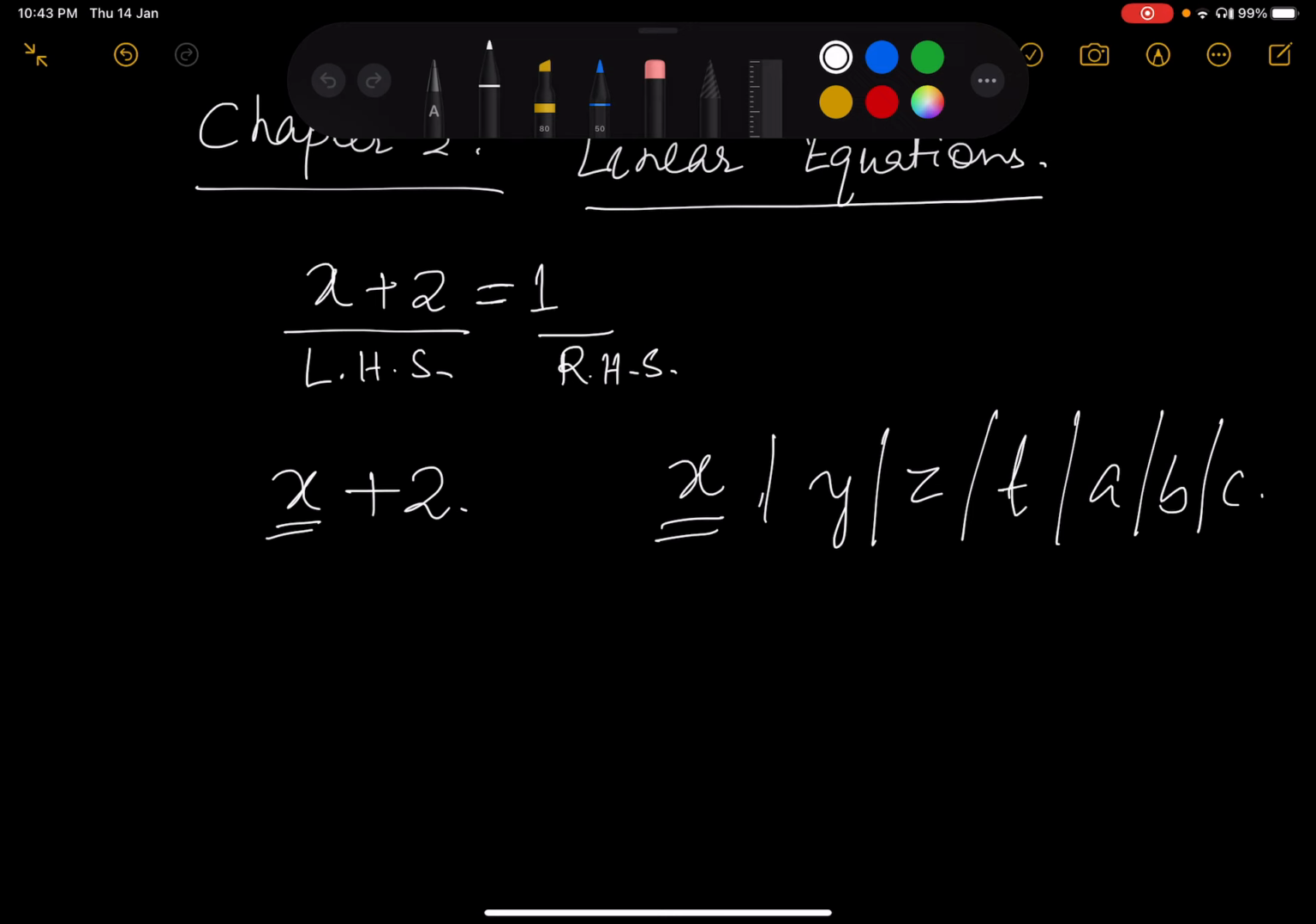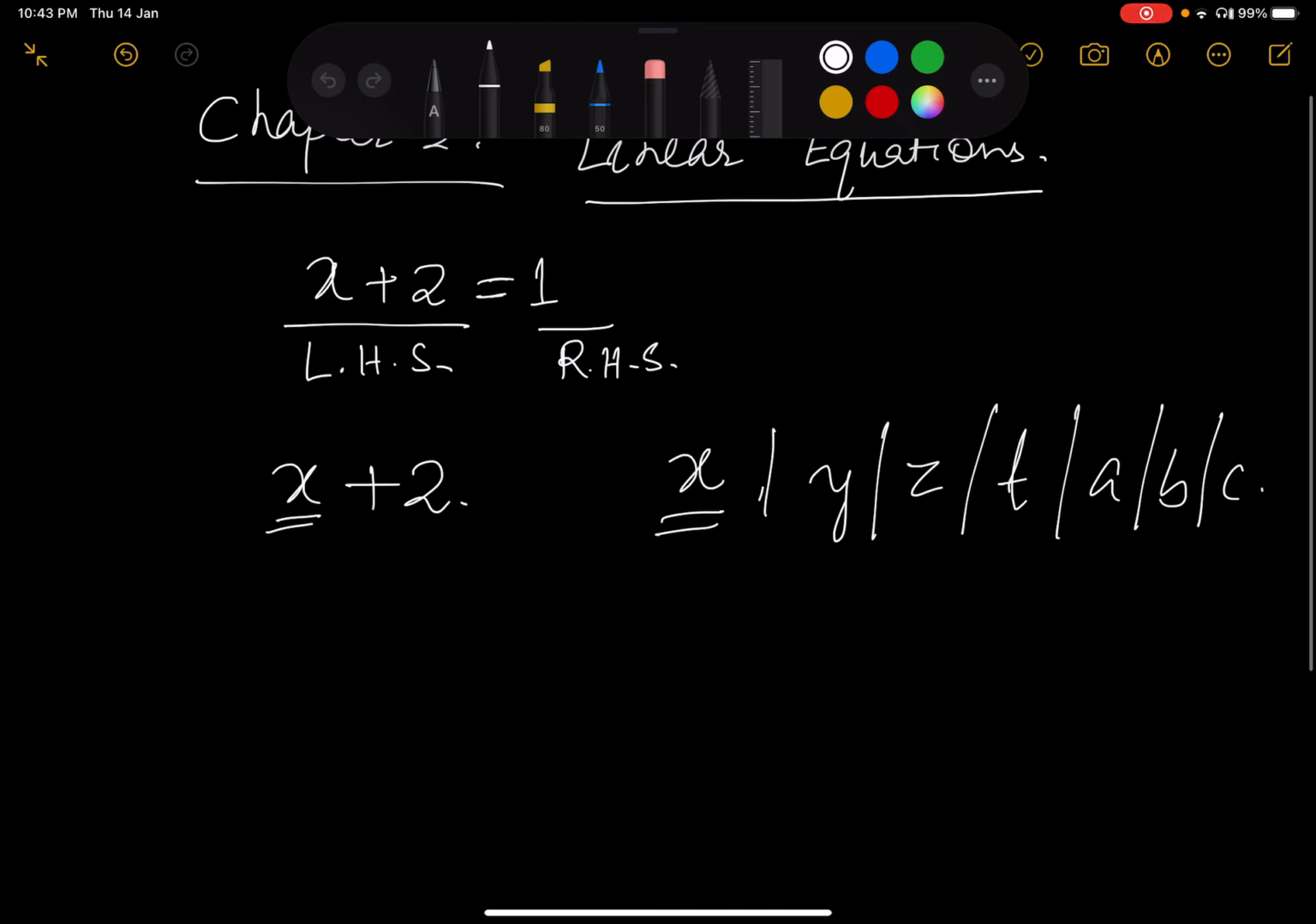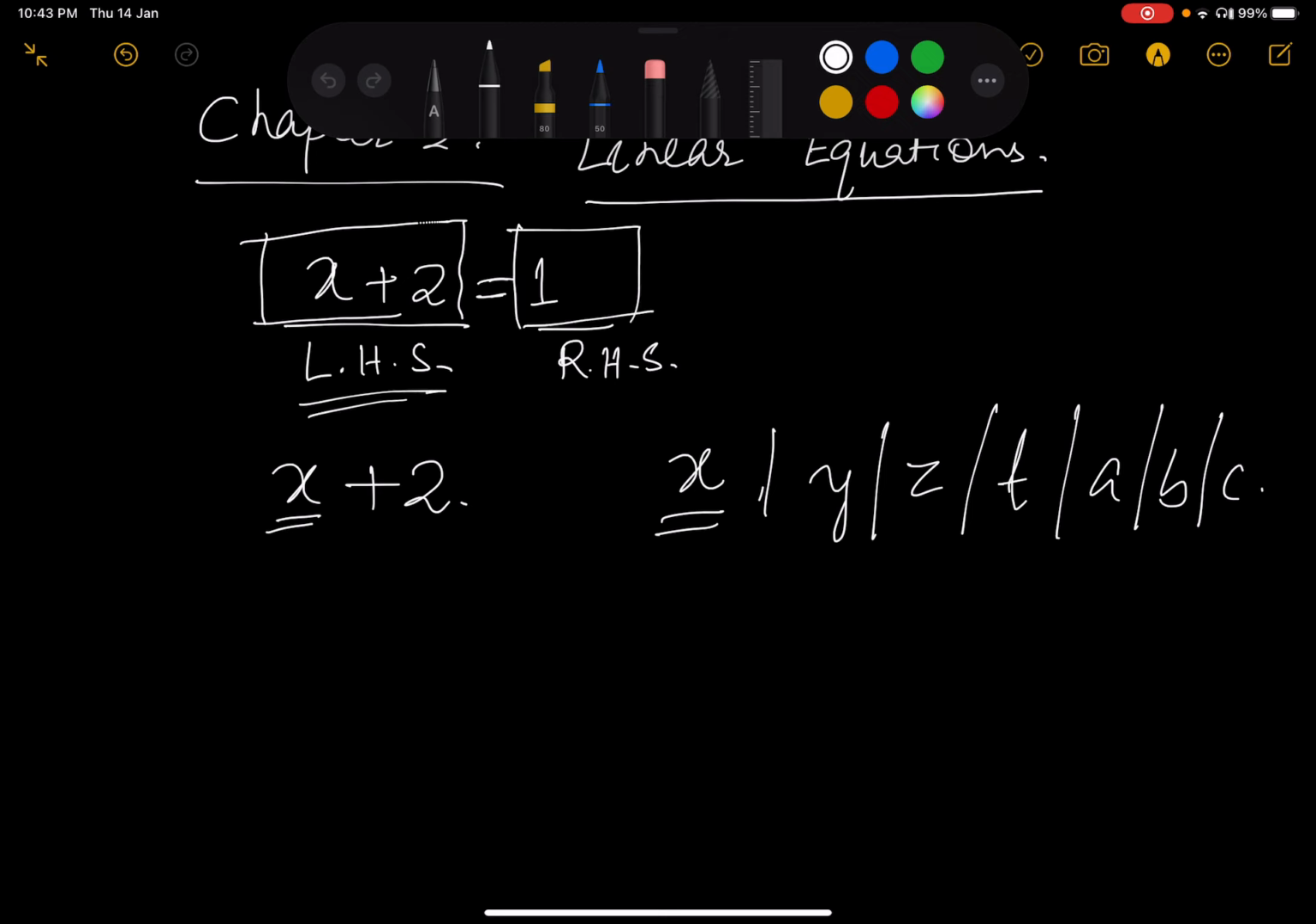This is an expression only, but when I write x plus 2 is equal to 1, it becomes an equation since it contains the equals to sign. Now you have the concept of left hand side and right hand side. What lies on the left of the equals to sign is the left hand side, and what lies on the right is the right hand side.